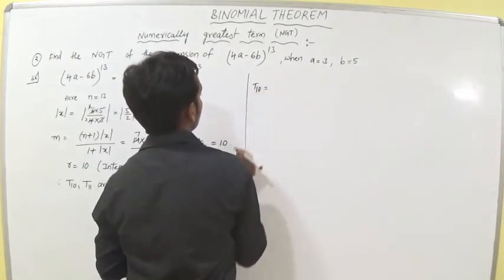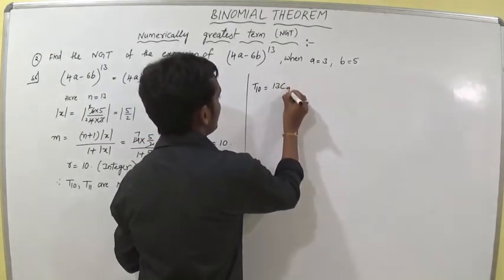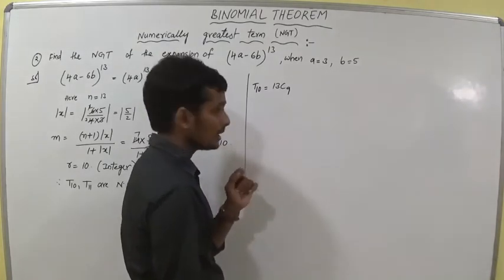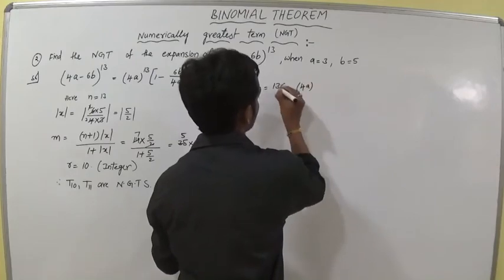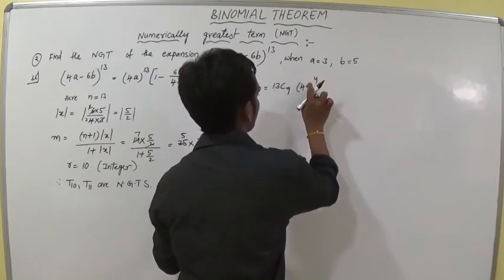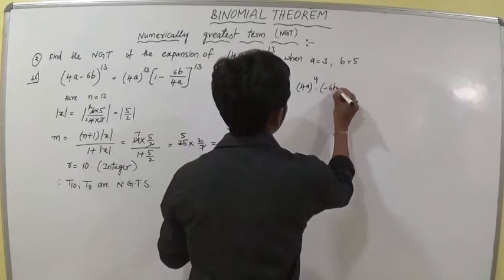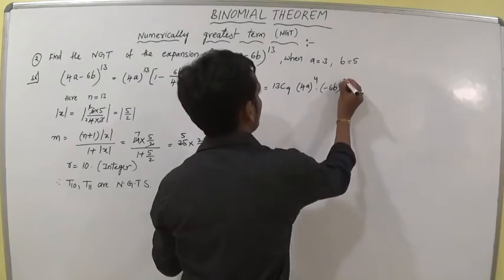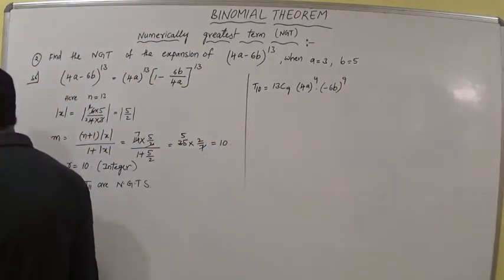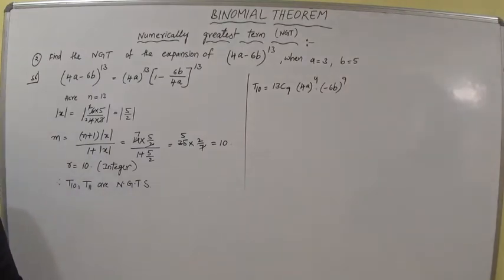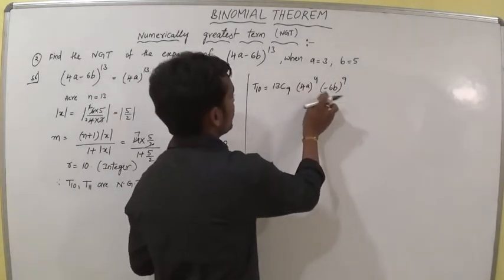T10 is equal to nCr, n is 13, so 13C9. Am I right? Yes. 4a to the power n minus r, 13 minus 9, into b. What is b? Minus 6b whole to the power of 9. Have you understood this? 13C9, 4a to the power of 4 into minus 6b whole to the power of 9. I am substituting the a and b values.